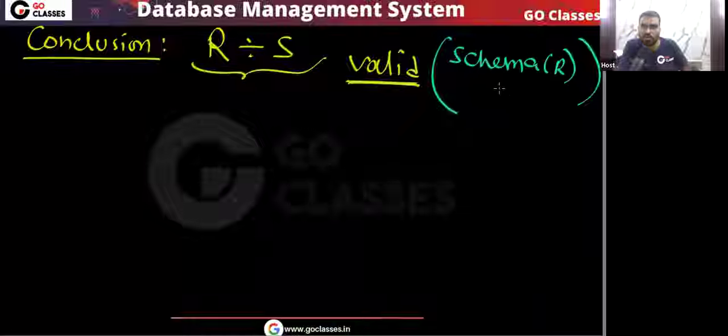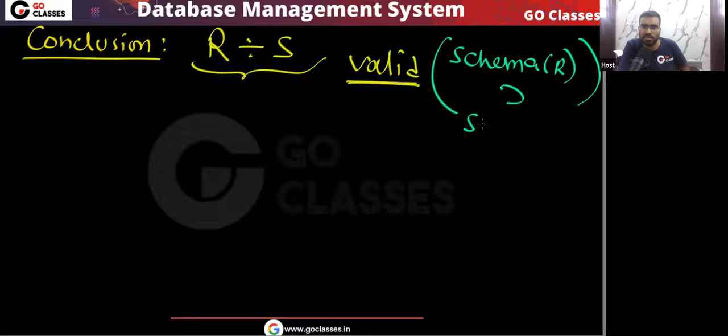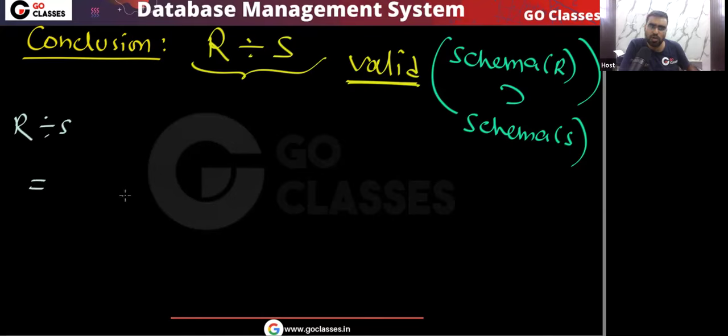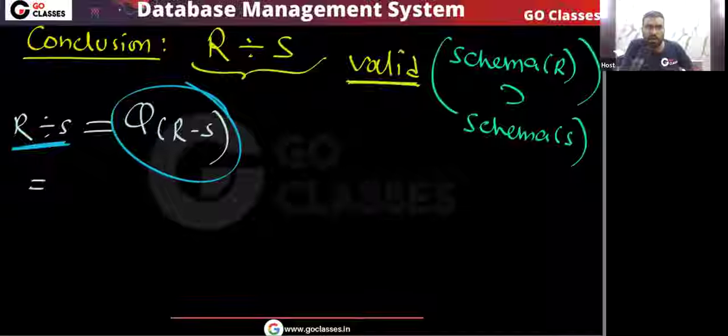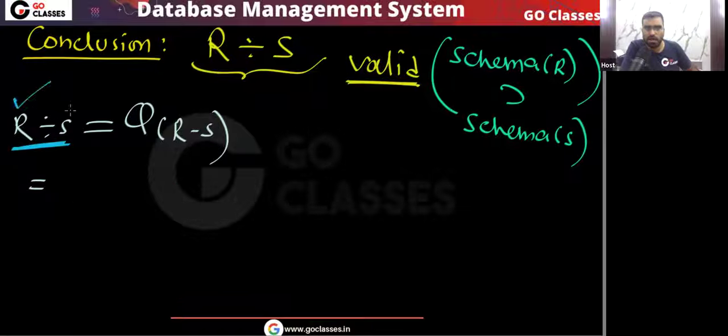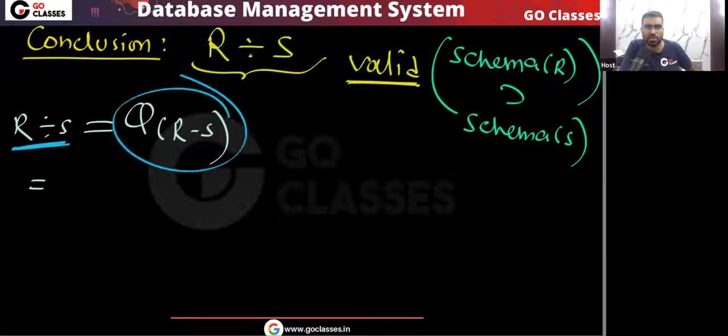Schema of R is a superset of schema of S. Proper superset of schema of S, that you already know. Now, if this is valid, then how to write this? Very simple. I told you, you find all R minus S values. Yes or no? Okay. Because the result will be R minus S, that you already know. See the result. The result will have R minus S attributes. Do you agree? In the result, you will have R attributes minus S attributes. That will be your result.